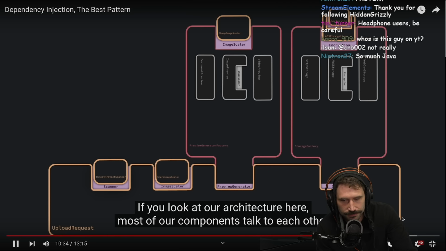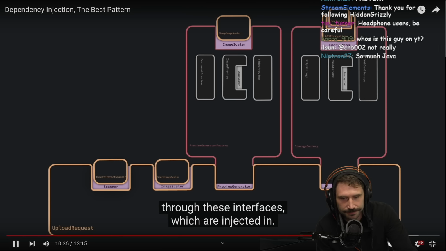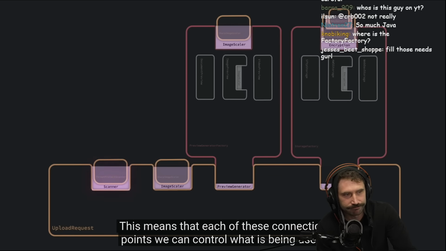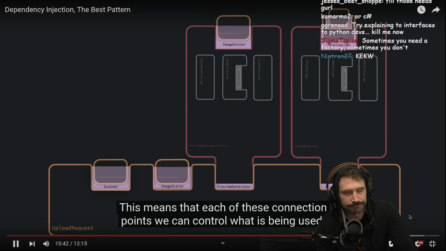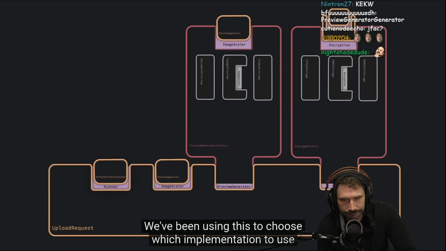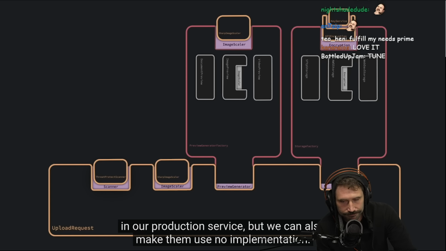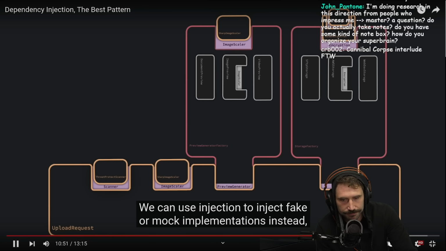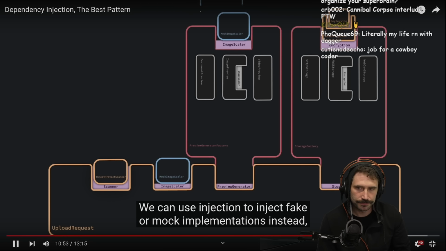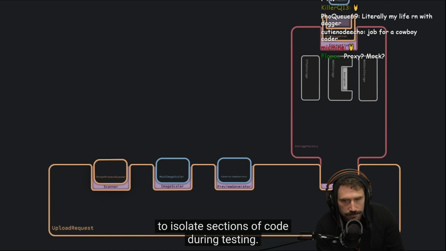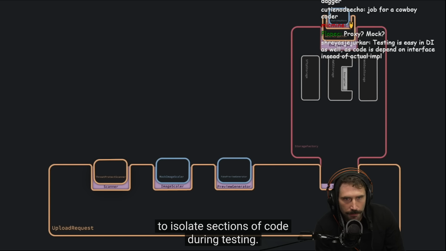If you look at our architecture here, most of our components talk to each other through these interfaces, which are injected in. This means that at each of these connection points, we can control what is being used. We've been using this to choose which implementation to use in our production service. But we can also make them use no implementation. We can use injection to inject fake or mock implementations instead. Which basically means we can slice and dice up our architecture to isolate sections of code during testing.